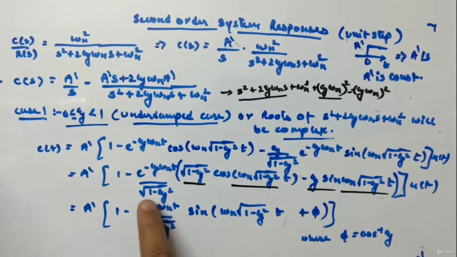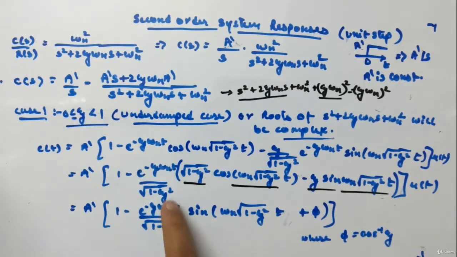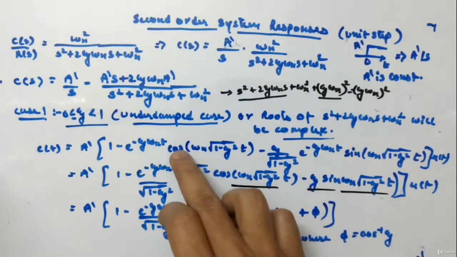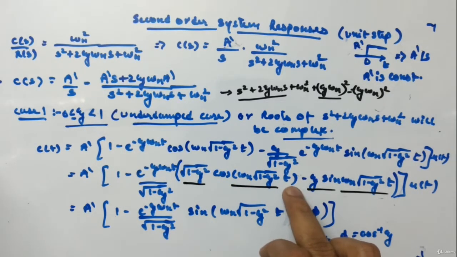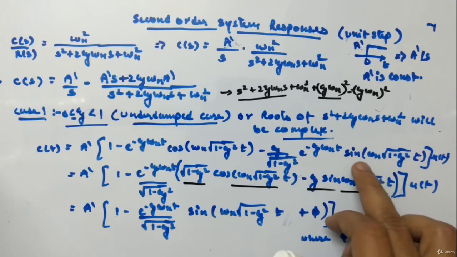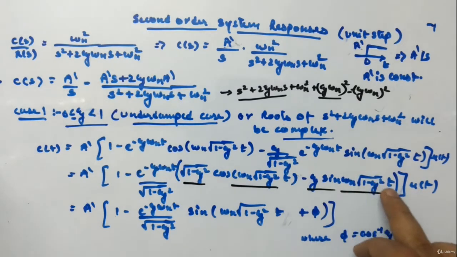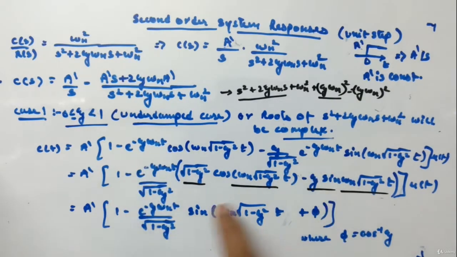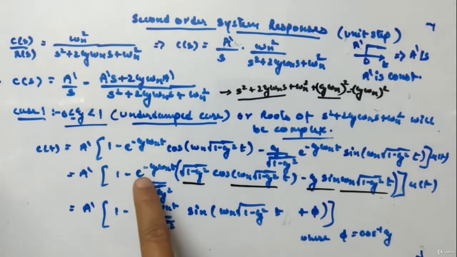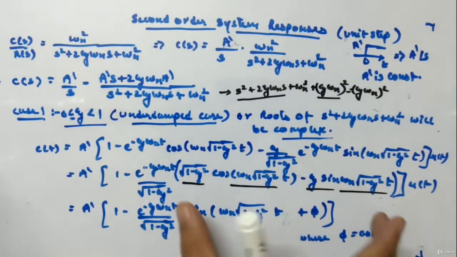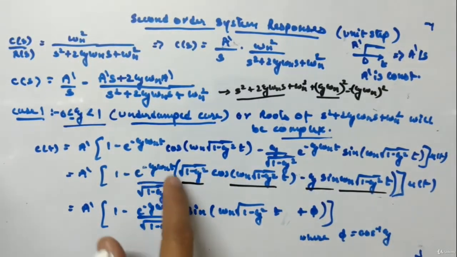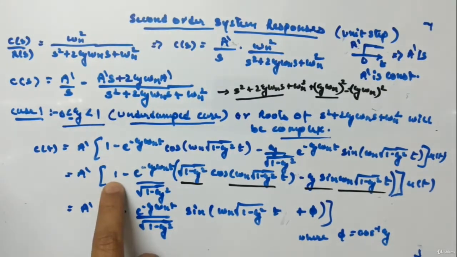So 1 by under root 1 minus zeta square comes in the denominator outside. So this is multiplied by cos omega_d t, where omega_d is omega n under root 1 minus zeta square. This is zeta sine omega n under root 1 minus zeta square t. And I took these two common, so it came e to the power minus zeta omega n t common. Okay, so this is there, and one term is this. We have done, nothing is changed here.